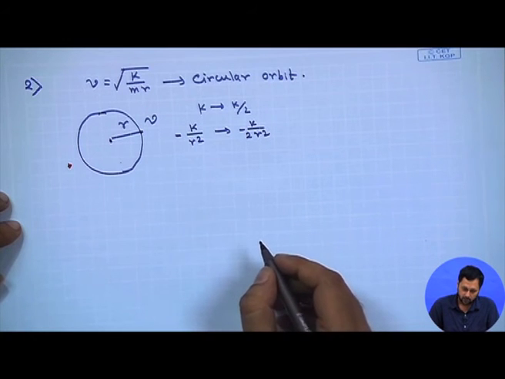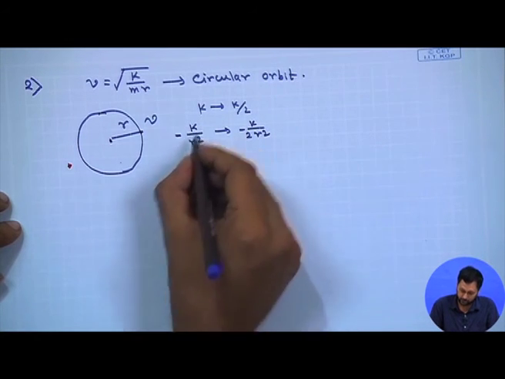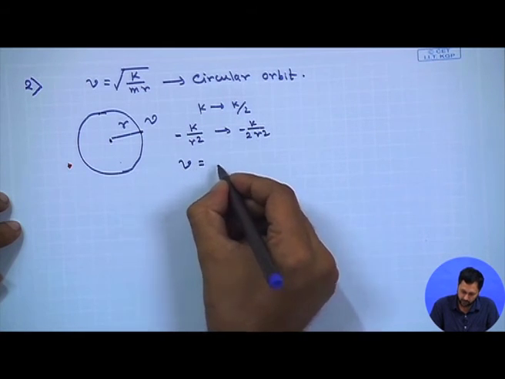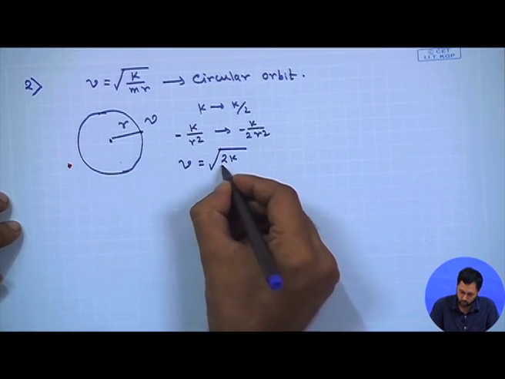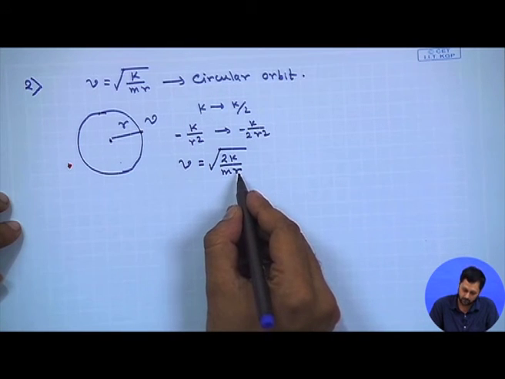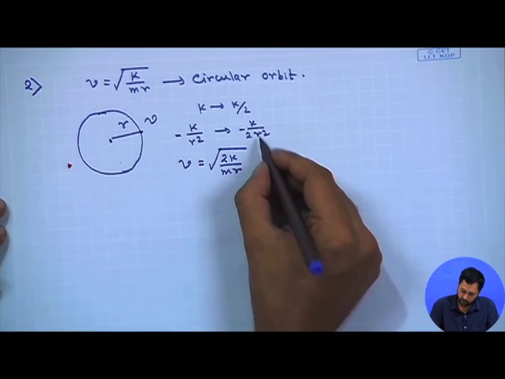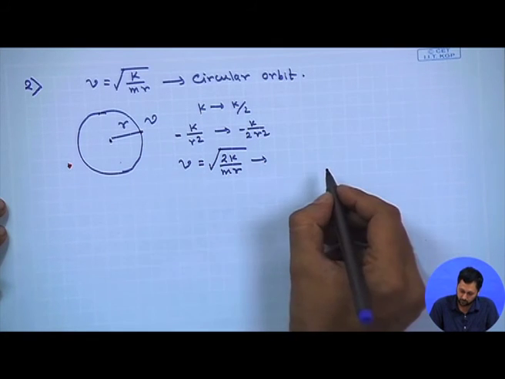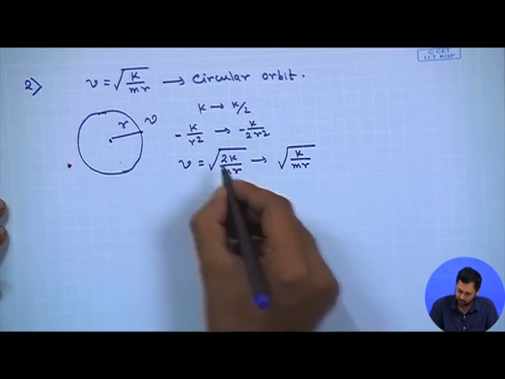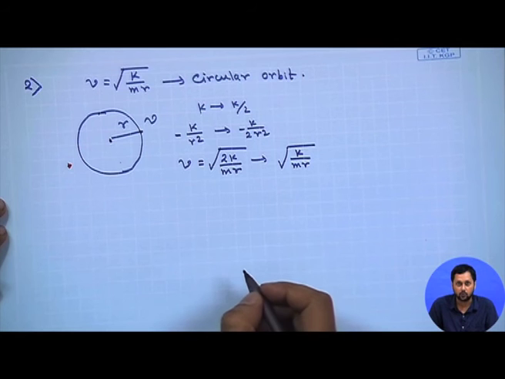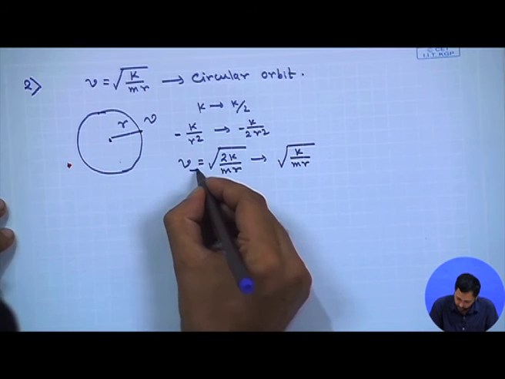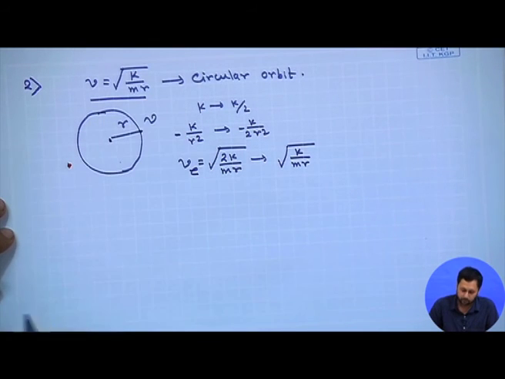Now, if we look at the escape velocity expression for these two cases, initially the escape velocity v e is given by root 2 k by m r for a distance r from the force center. Now, because k has been reduced to half, the escape velocity will be given by root k by m r, because we are substituting k equal to k by 2, right. So, now compare this. So, this is the escape velocity and this is the original velocity.